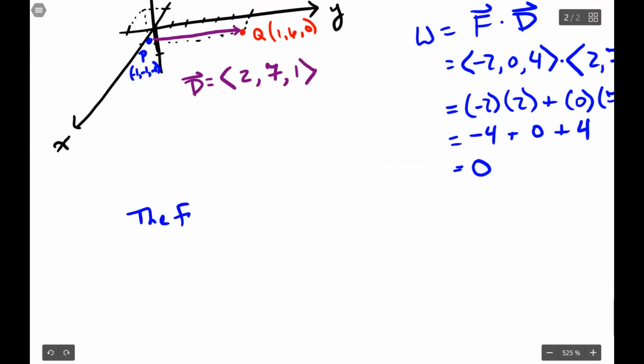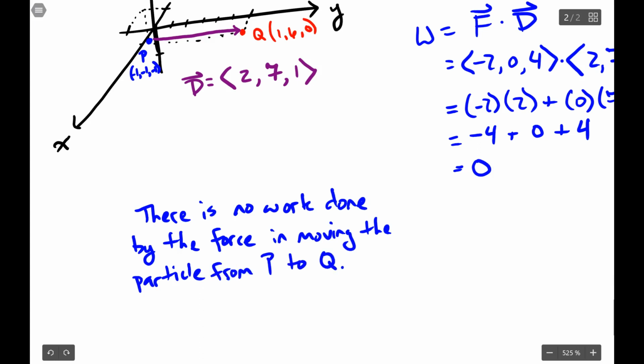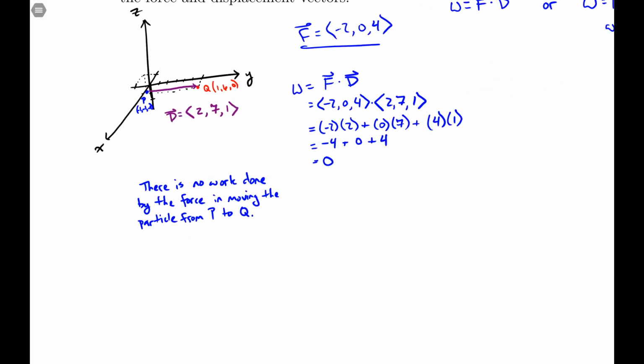The force, well, this is a question about work, so let's actually say something about work. There is no work done by the force in moving the particle from P to Q. There may be other forces at play here, but this particular force is not doing anything.